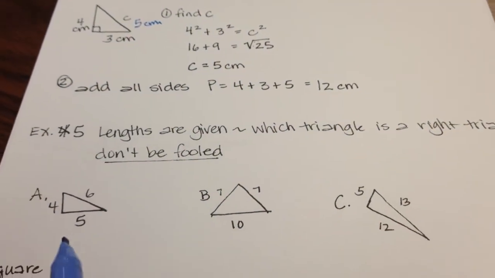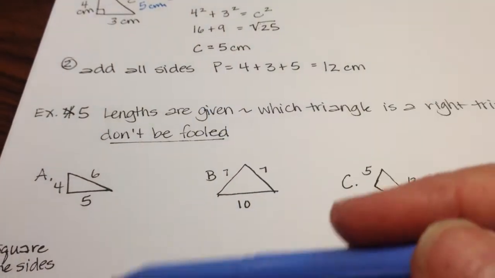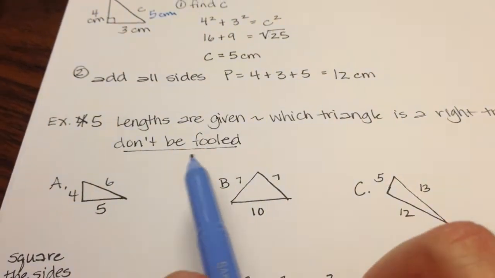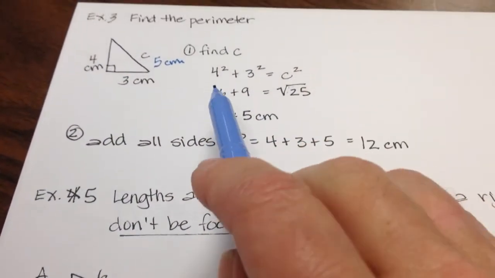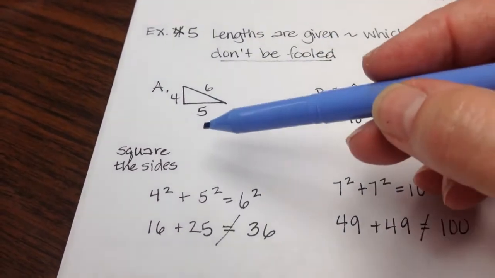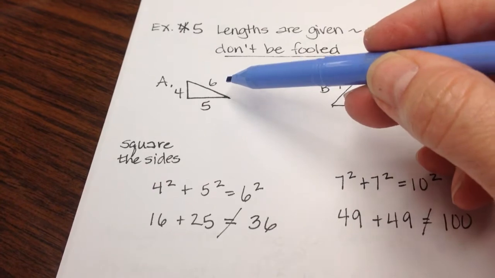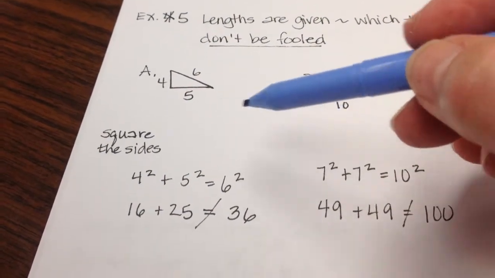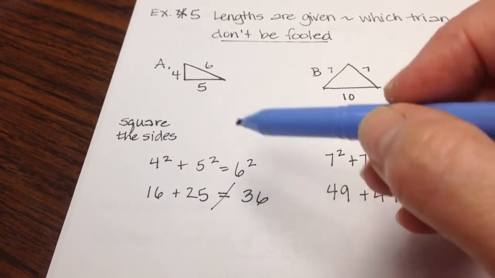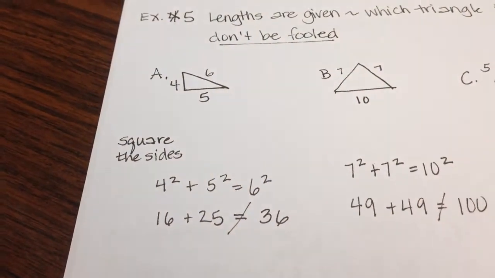Now, don't be fooled by these. They're going to do this to you a lot, and they want you to figure it out by using the formulas. So it says the lengths are given. Which triangle is a right triangle? Don't be fooled. Remember, a right triangle has to follow this formula, a squared plus b squared equals c squared. So let's do this one. I'm going to square 4, and I'm going to square 5, and that's supposed to equal 6 squared. So does it? Let's see. 16 plus 25, does that equal 36? No, it does not. That is not a right triangle. Looks like a right triangle, but it's not a right triangle.